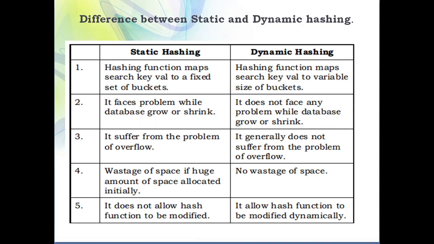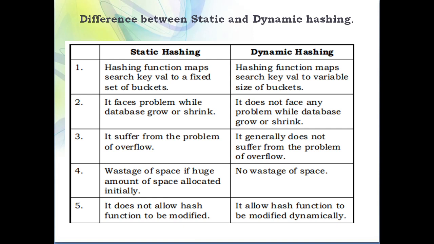Finally we are going to discuss the differences between static hashing and dynamic hashing. In static hashing, the hash function maps search key values to a fixed set of buckets. That means the number of buckets is fixed. In dynamic hashing, the hash function maps search key values to a variable number of buckets, meaning the bucket size can vary. In static hashing we face a problem when the database grows or shrinks because it is fixed in size, but there is no problem in dynamic hashing because at runtime we can change it. Suppose my database grows, no problem. Suppose my database shrinks, still no problem.